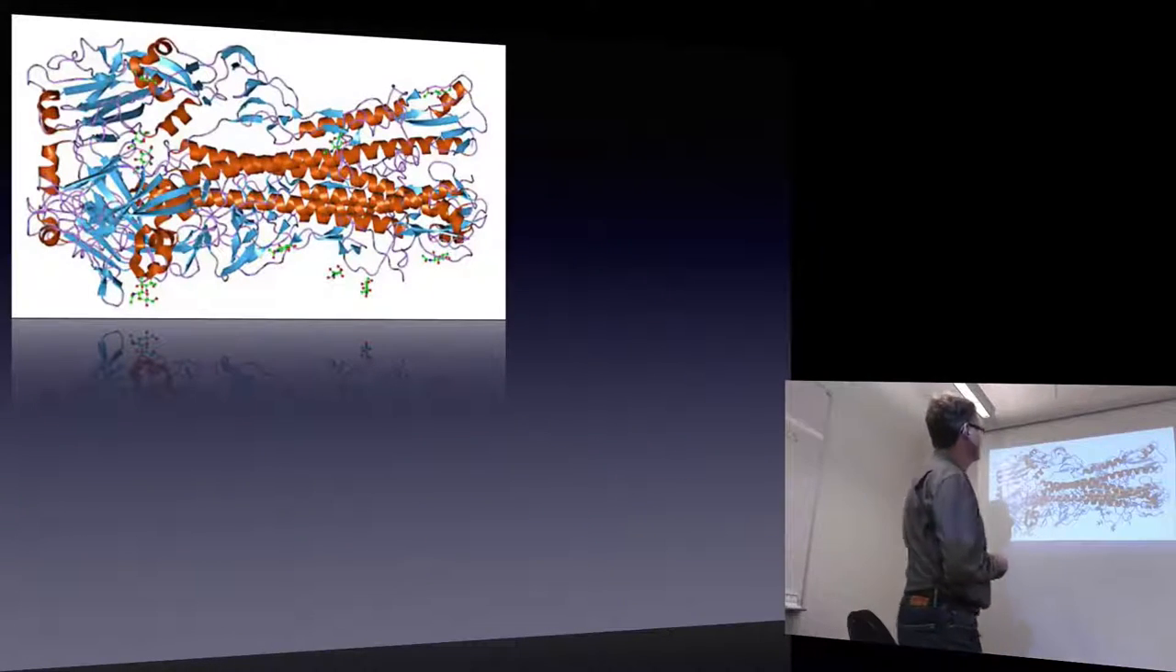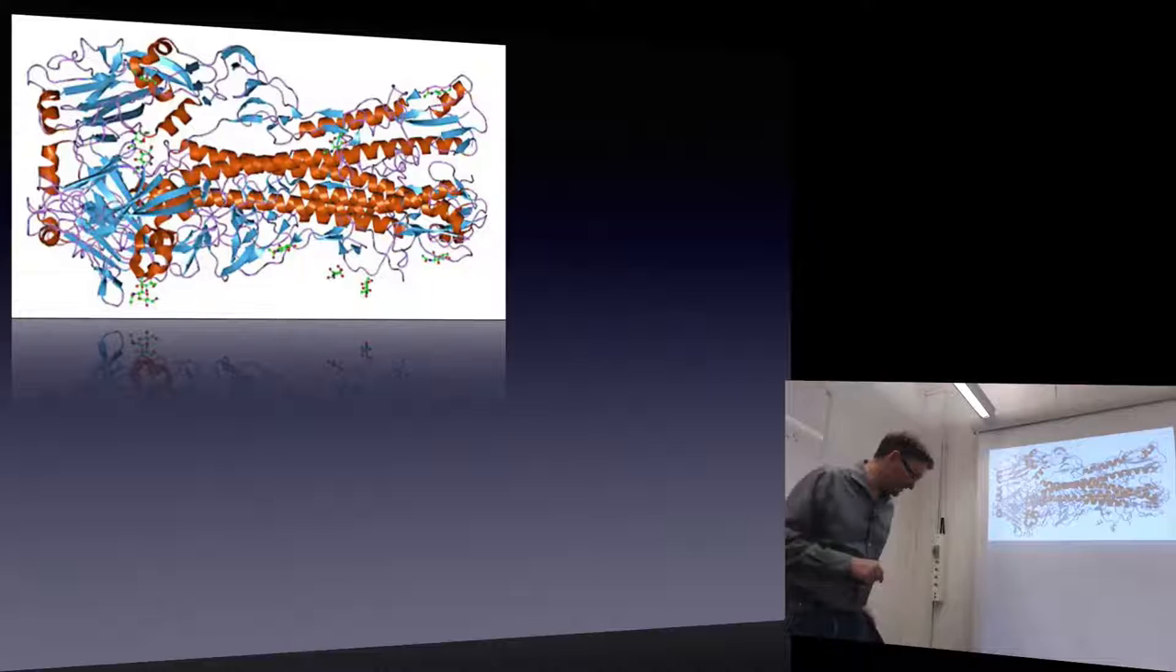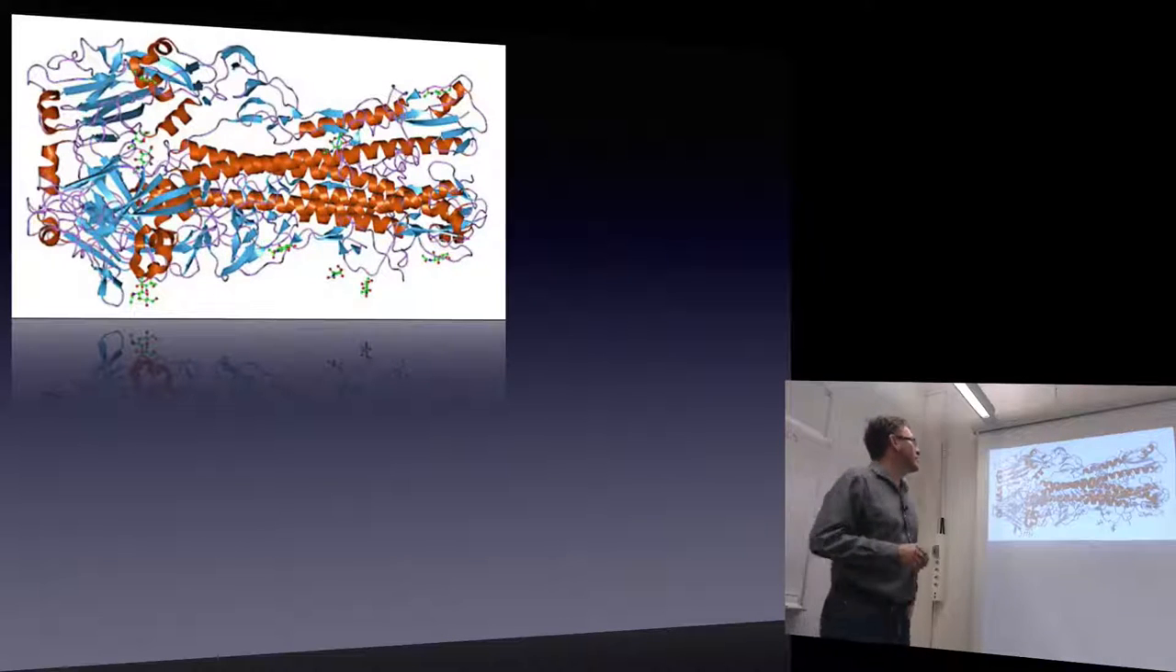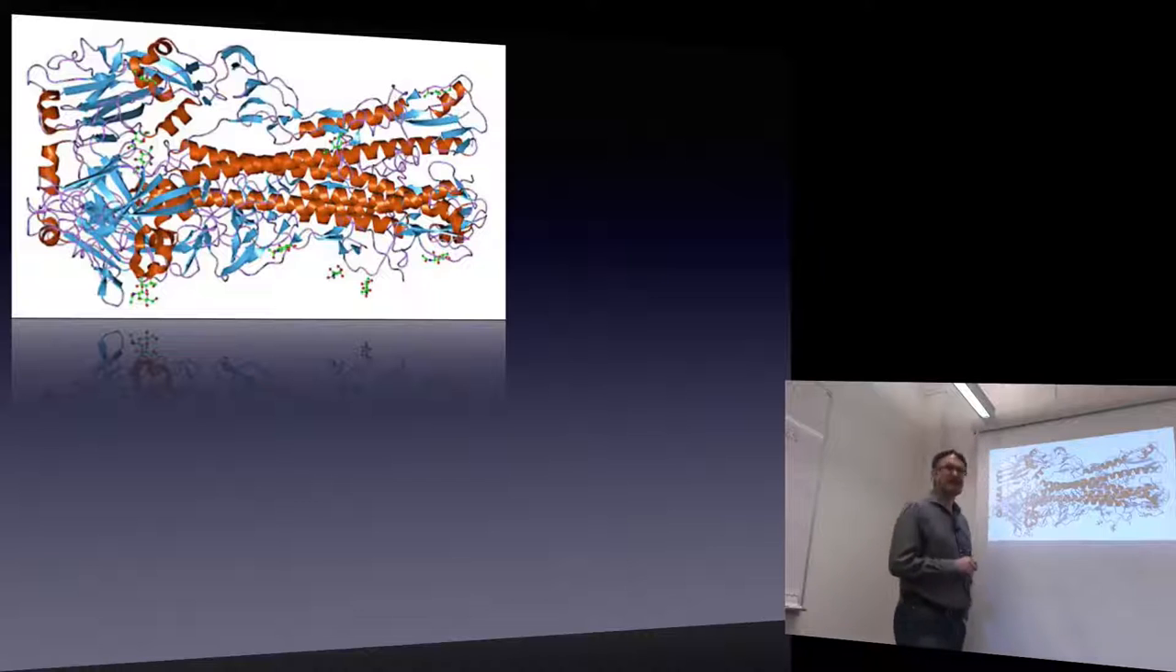This is another close friend. I'll move that one away. You know what this is? You all have this in your bodies. This is hemagglutinin, which is the protein that acts like the drill when a virus infects your cells.